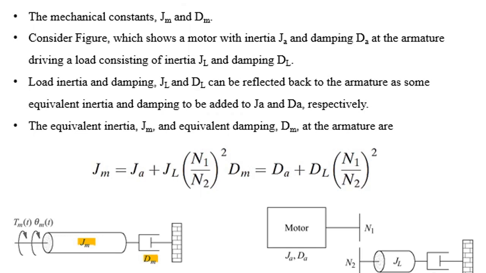For this, look at figure 2, which gives us a DC motor driving a rotational mechanical load connected with the help of gears. The number of teeth along the circumference of the input gear is represented by N1, whereas the number of teeth on the circumference of the output gear is represented by N2. The mechanical load consists of inertia JL and viscous damping coefficient DL.